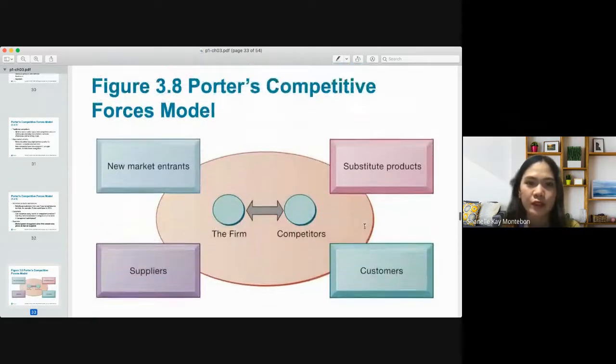So here you can see Porter's competitive forces model, and within this diagram, we can see that the firm is at par with its traditional competitors. They monitor each other when it comes to revenues, market share, and their products. They really keep a close watch on each other. And then there are the external factors according to Michael Porter: the new market entrants, suppliers, substitute products, and customers.